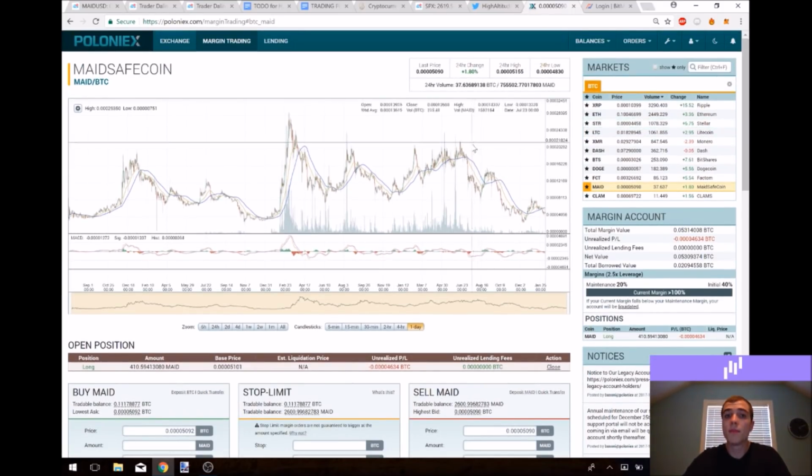But I have talked with people that got in on margin positions when the fees were really, really high. And because of the fees, they weren't able to sustain their position any longer.